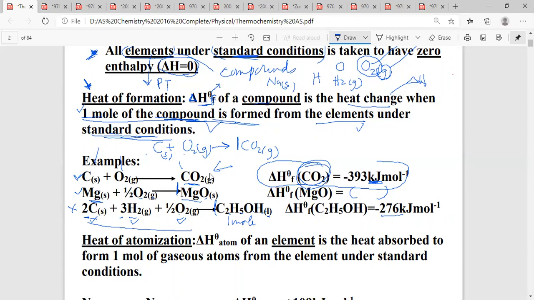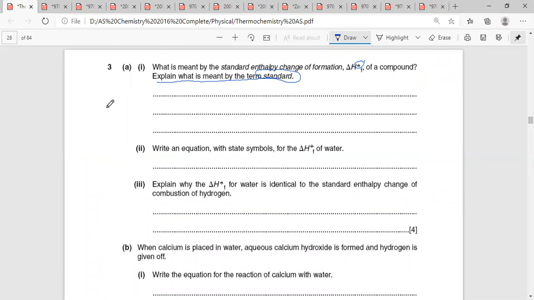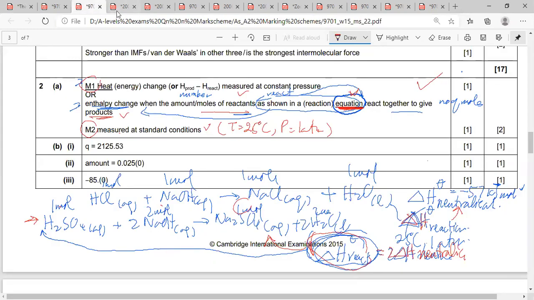Now let me show you how they ask in exams, and of course what the answers are. Question 28: see what is meant by the standard. Standard means 25 degrees centigrade and pressure equal to 1 atmosphere. And the enthalpy of formation of a compound is the enthalpy change when one mole is formed under standard conditions. Again, here is the answer.